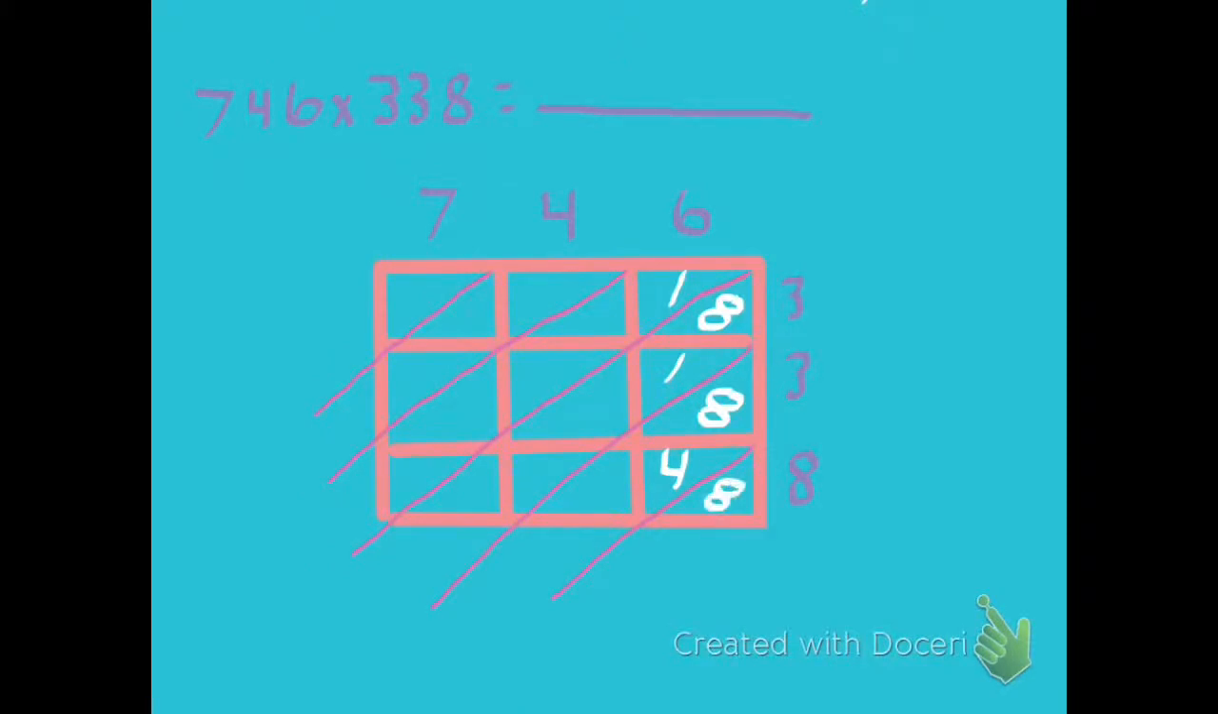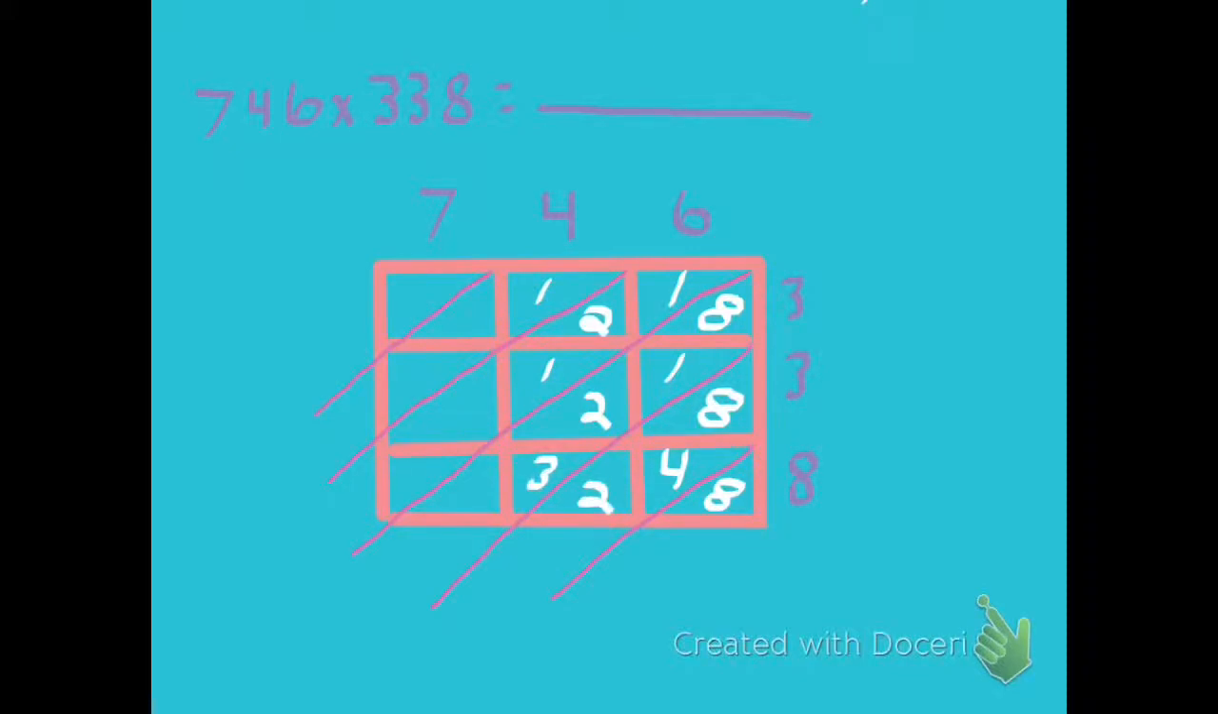Okay, so now we're going to start with the 4 this time in 746 times the first 3 in 338. So 4 times 3 is 12. So we're going to put the 1 on the top, and the 2 on the bottom. Now we're going to do 4 times the other 3. We're going to put that answer below the 12 we just put down. So we just said it was 12, so we're going to put our 12 down. And now 4 times 8. 4 times 8 is 32. So 3 on the top, 2 on the bottom.